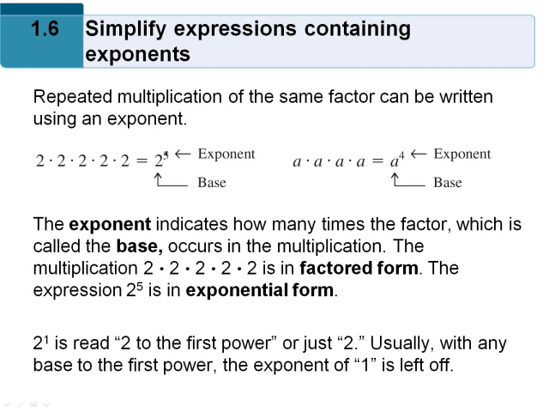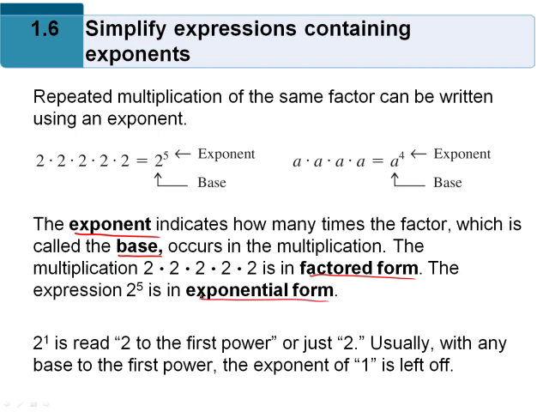Same thing with a variable. A multiplied 4 times could be written as a to the 4th. So the exponent, the little number at the top, tells you how many times the factor is multiplied by itself. And then the base is the number or the variable that gets multiplied by itself that many times. Whenever it's written out with all of the 2's showing in this multiplication, that's considered factored form. And then when it's written with an exponent, that's called exponential form.